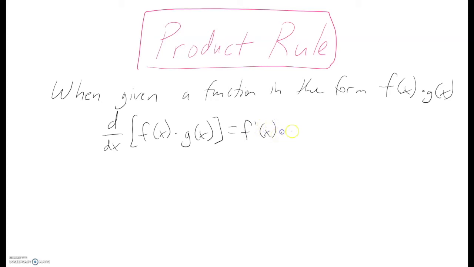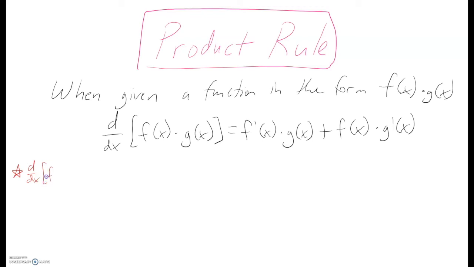f prime of x times g of x, so the derivative of the first function times the second left alone, plus f of x times g prime of x, the first function times the derivative of the second. And so this formula is a bit longer than some of the basic rules you may have already seen up to this point.